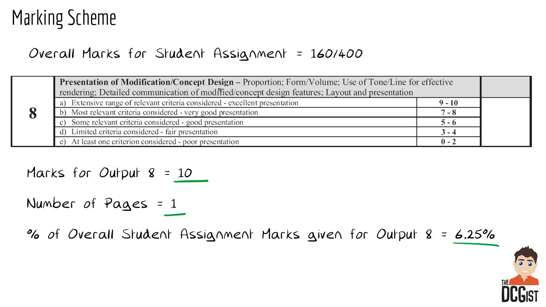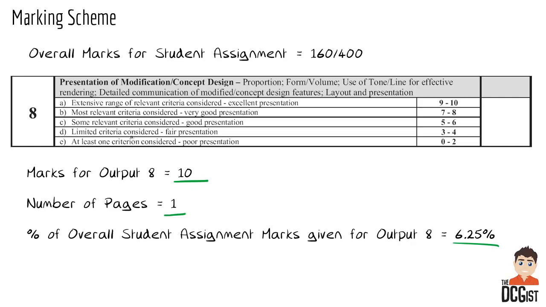Then if we have a look here, you'll see that the marking scheme is really similar to Output 1 and Output 2 in the way that it's laid out. Up here in the top, it gives the title of the output and then the different criteria that will be considered when correcting your assignment. I'll look at those in more detail later in the video.